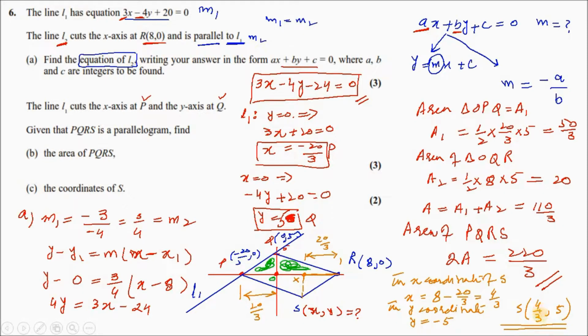There are some other options to find the coordinate. You can find the gradient of QR, which will be a number, and the gradient of PS, which will be in terms of x and y. So these two gradients should be the same. And the other option is you can find the gradient of PQ, which will be a number, and then the gradient of RS, which will be in terms of x and y. So you have two algebraic equations in terms of x, y. You can solve these two equations simultaneously to find the values of x and y. So that's how you can try yourself.